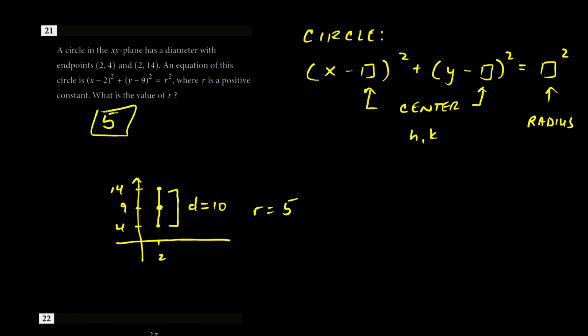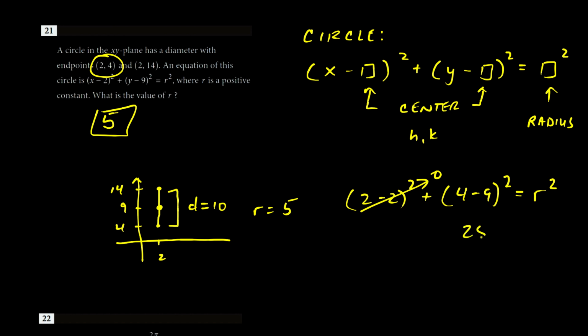Now, some other things you could have done is you can always plug values in to solve for things. For example, here we have the value 2, 4. So we can plug that into x minus 2, so 2 minus 2 squared, and our y value was 4. 4 minus 9 squared equals our radius squared. So this would be 0, so we'll get rid of that. 4 minus 9 is negative 5. Square that, we get 25 is radius squared. Square root each side, since we're dealing with distance, we can only have a positive value, so our radius is 5. So another method to get there.